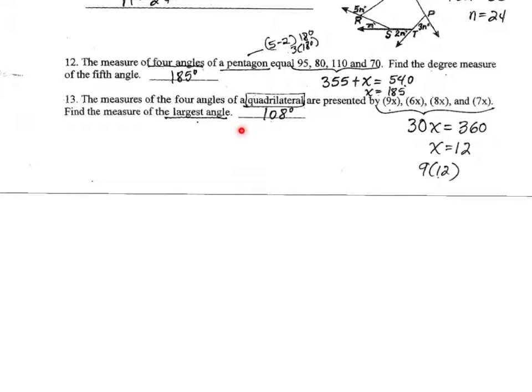Any questions? 360 is the sum of all the angles in a quadrilateral. So you use the formula again, n minus 2 times 180. So it's 4 minus 2, which is 2, times 180, which is 360. And you add up all the x's, yes. That is 30x, yes. Okay.